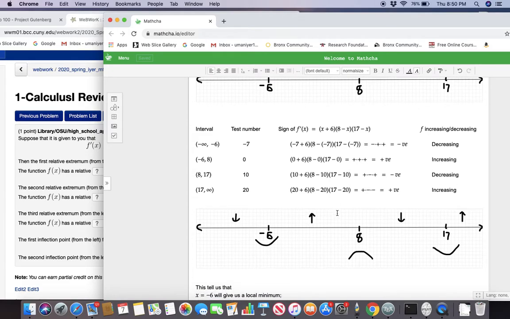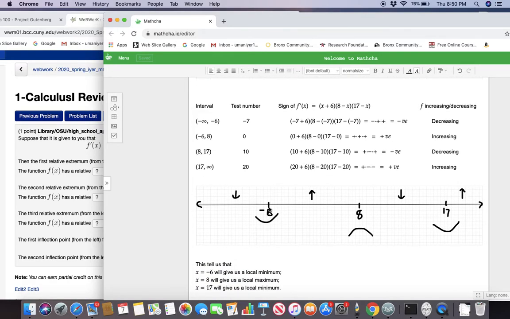Okay. Well, what's the point of this? -6 was a critical number. 8 was a critical number. 17 was a critical number. To the left of -6, I'm decreasing. And then to the right of -6, I'm increasing. So in other words, -6 is going to give me a local minimum. Likewise, 8. To the left, I'm increasing. To the right, I'm decreasing. So 8 is going to give me a local maximum.